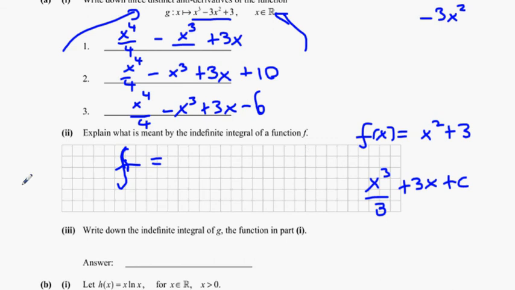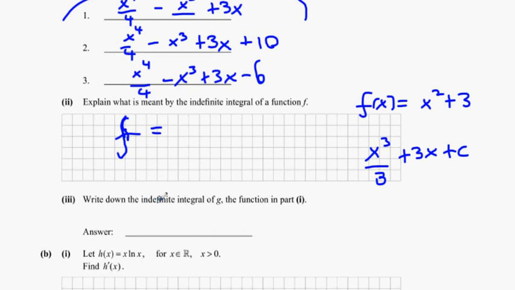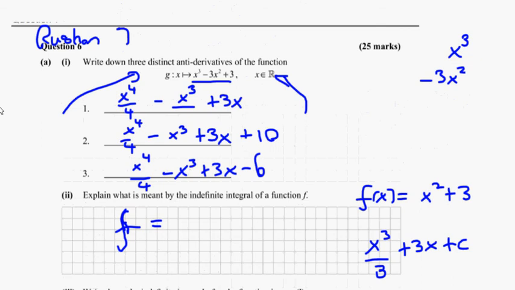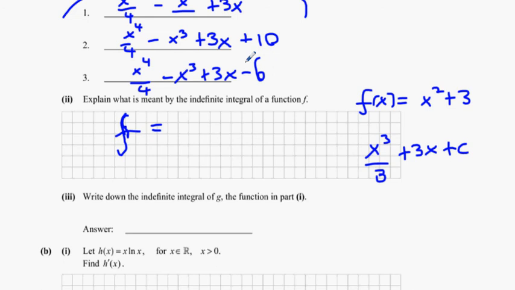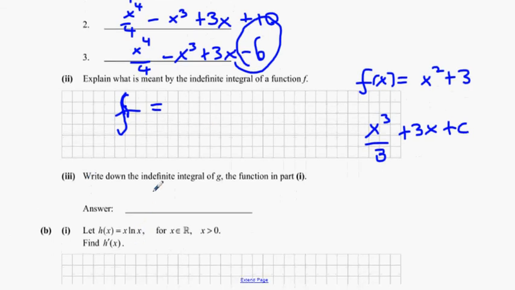Write down an indefinite integral of g, a function from part 1. An indefinite integral. So antiderivatives. It's just one of these, except you use a plus c instead. You don't use 10 or 6. You use plus c. So that's 1/4 x to the power 4 minus x cubed plus 3x plus c.